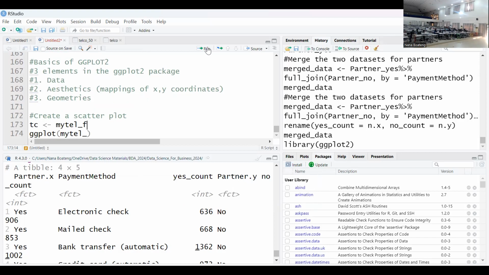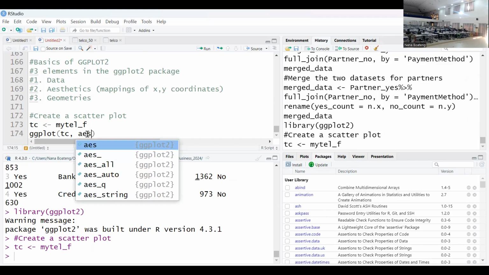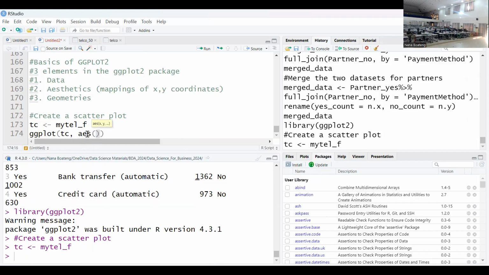Okay, so let's run it now. Okay, so now TC is fine. So the data, let's use TC. And then aesthetics. Aesthetics comes with the aes argument, in brackets. Remember, the aesthetics deals with the axes, the X and Y axes. So we want to specify what should be on the X axis and what should be on the Y axis.